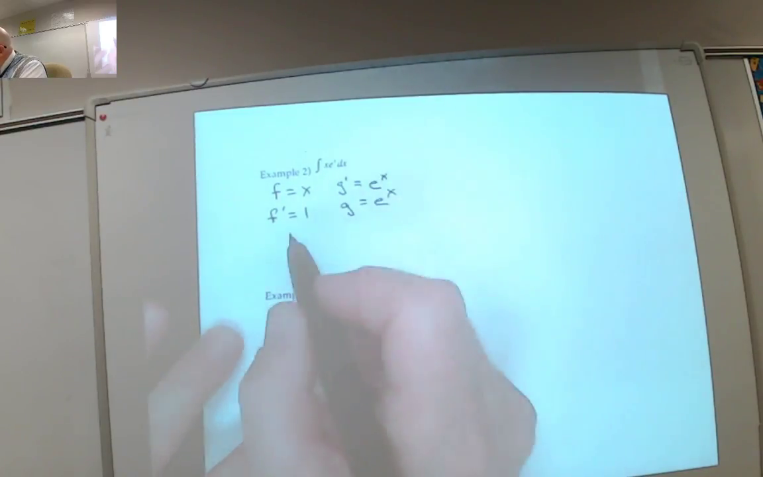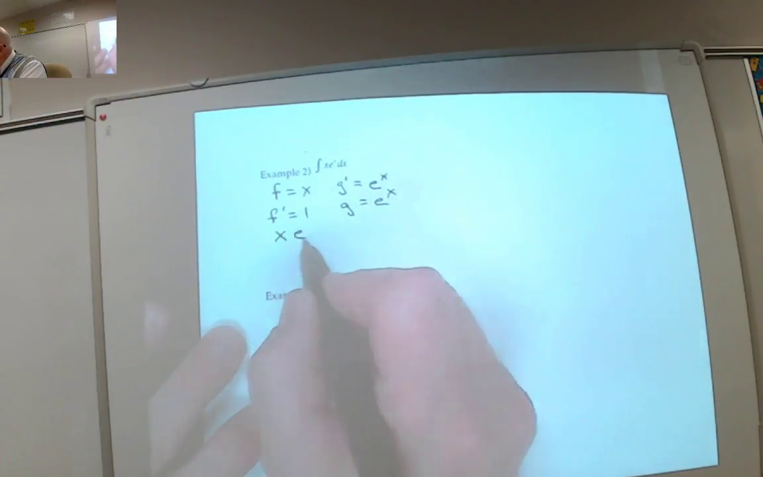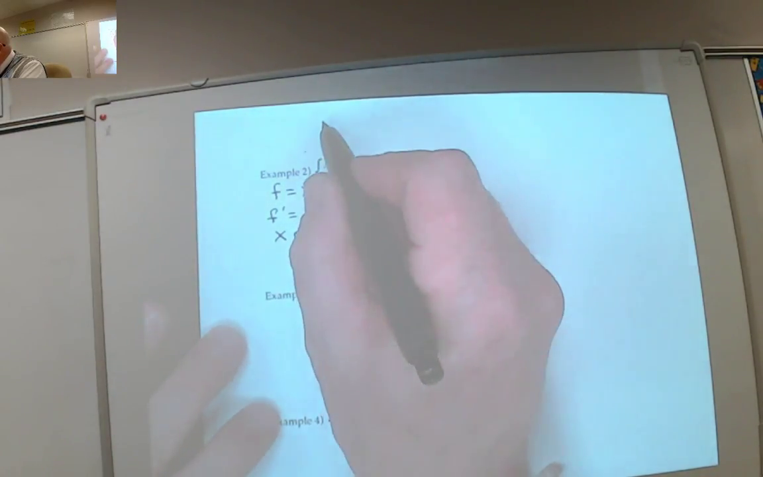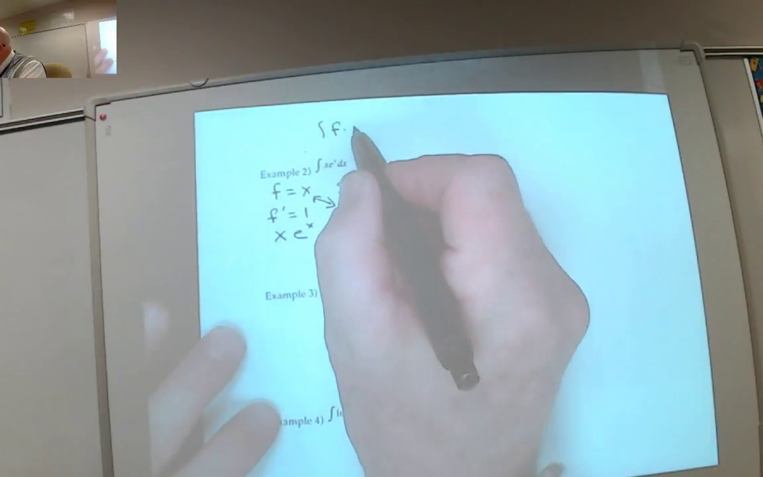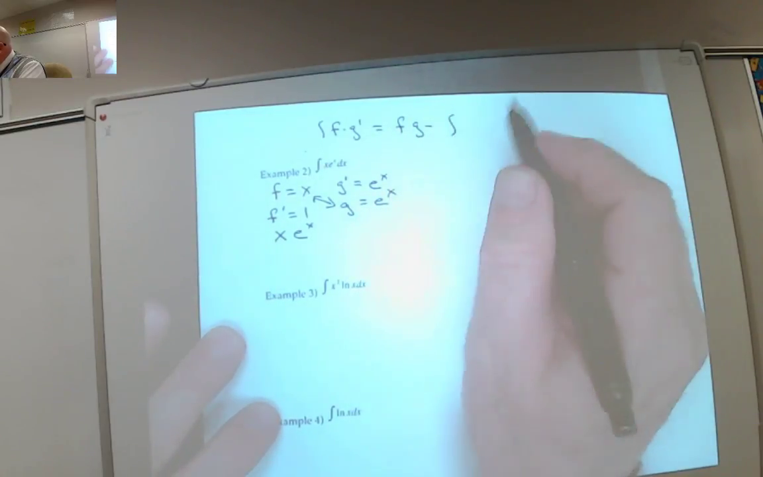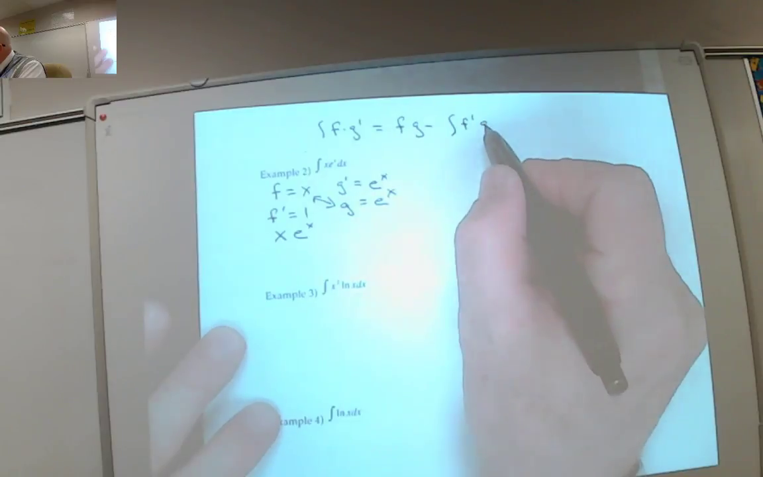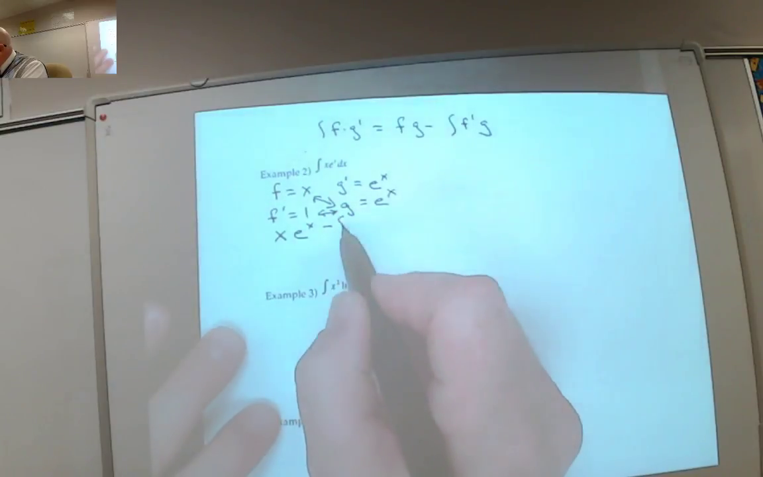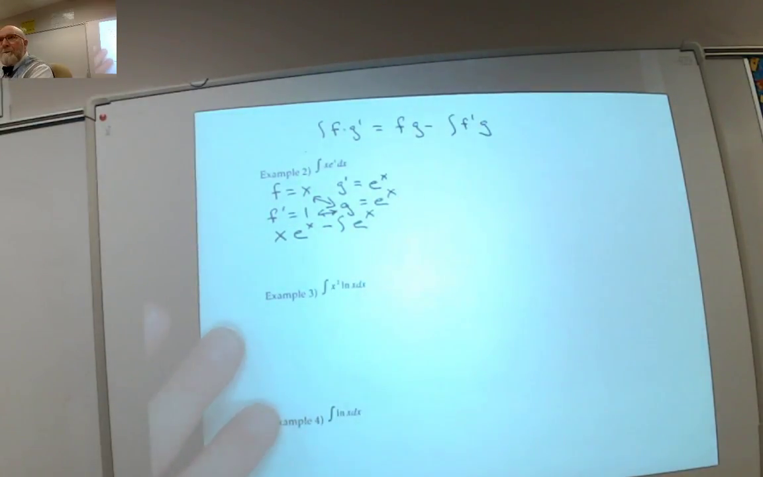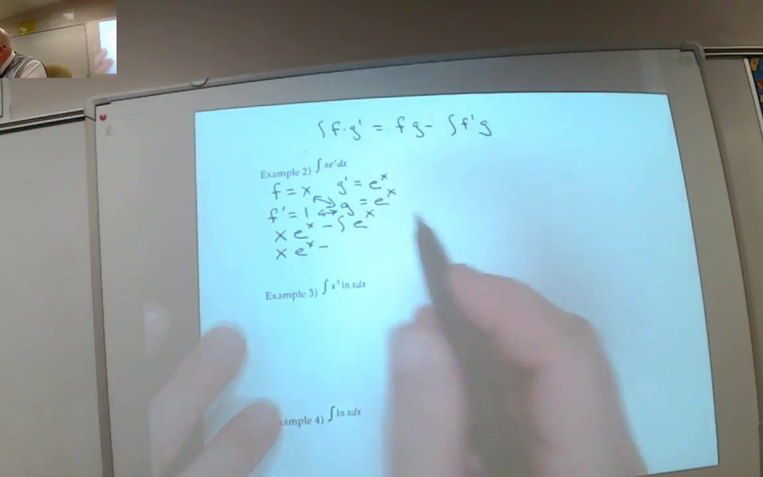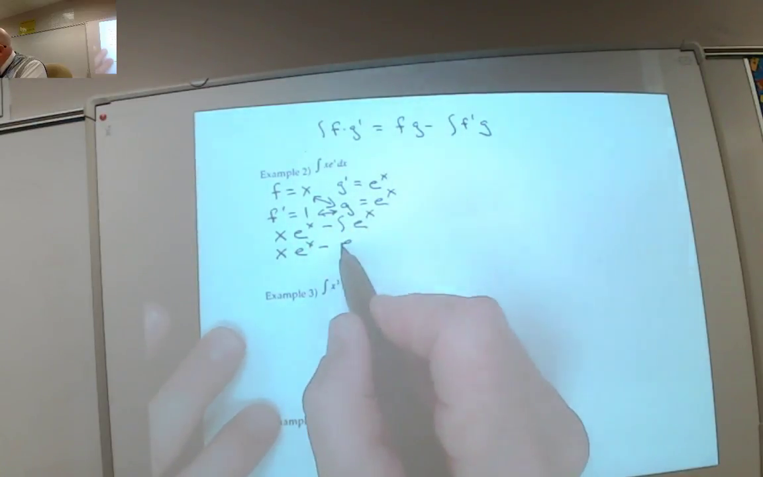So now my answer is going to be x, e to the x, these two. Again, up here I'm going to write down that if I have f times g prime, I'm going to get f times g minus the integral of f prime times g. So now I'm going to multiply these two, and I'm going to subtract e to the x. So my answer is x e to the x minus the antiderivative of e to the x, which is e to the x, plus c.